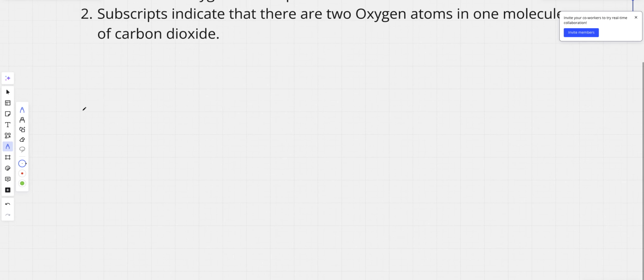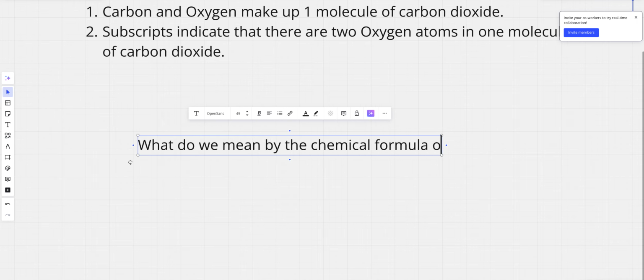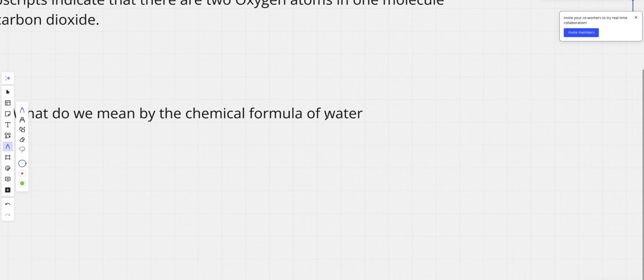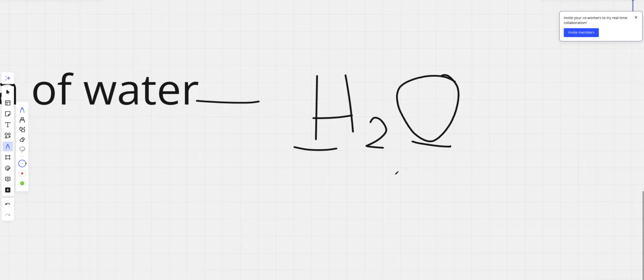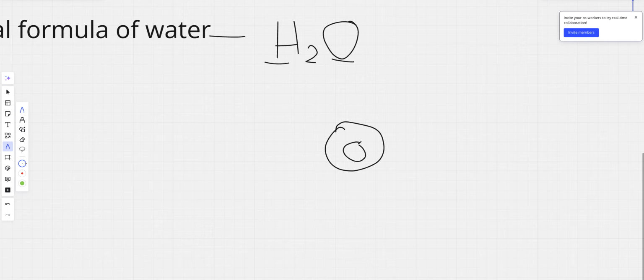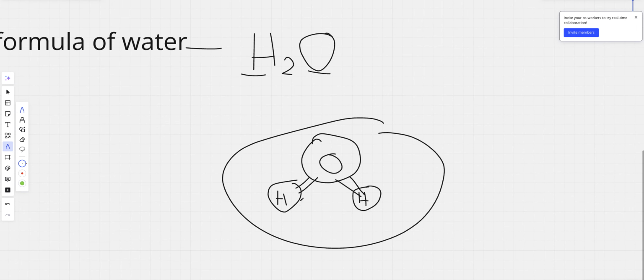Thank you. Let's give another example. What do we mean by the chemical formula of water? What is the formula of water? H2O. What does it indicate? Hydrogen and oxygen make up one molecule, which means oxygen, hydrogen bonds. This is one molecule.